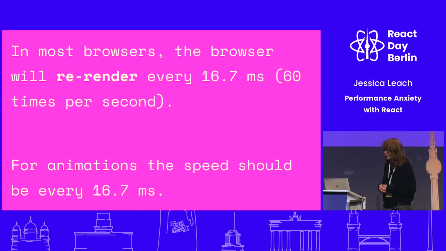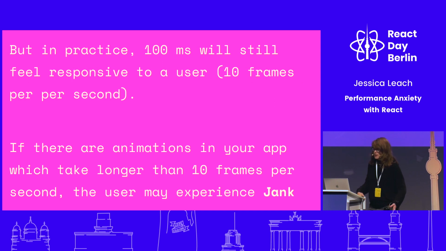In most browsers, in most devices, the browser will re-render every 16.7 milliseconds. That's the same as 60 frames per second. So for scrolling, transitions, and animations, there should be a re-render every 16.7 milliseconds. But in practice, a re-render every 100 milliseconds will still feel responsive to the user. This is because of the way our minds perceive movement. That's the same as 10 frames per second.